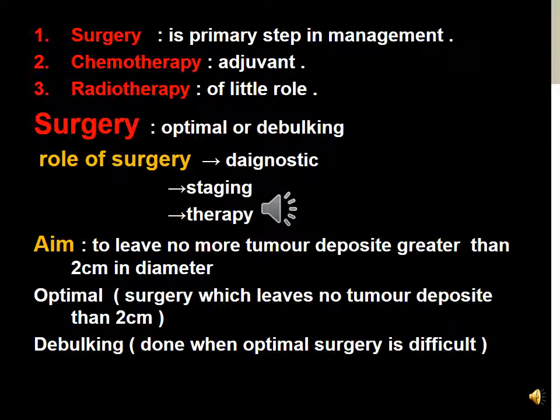We have three tools for treating ovarian cancer. The first is surgery, which is the mainstay in the management. All stages of ovarian tumor should be subjected to surgery. The second is chemotherapy and the third is radiotherapy. What is the role of surgery?